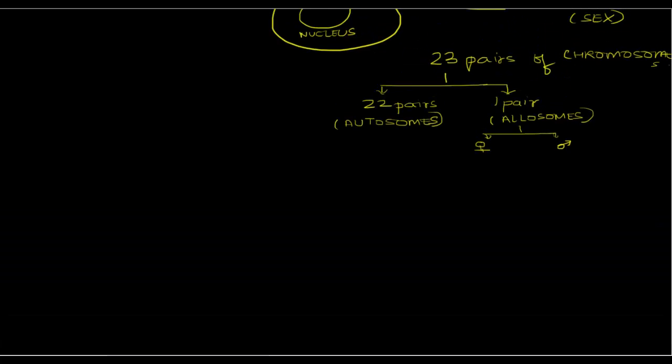In case of males, the pair of allosomes is X and Y, whereas in case of females, it's X and X. So XX in case of females and XY in case of males. Altogether, it could be written as 22 pairs of autosomes plus one pair of the sex chromosome or the allosome, which could be either XX or XY.